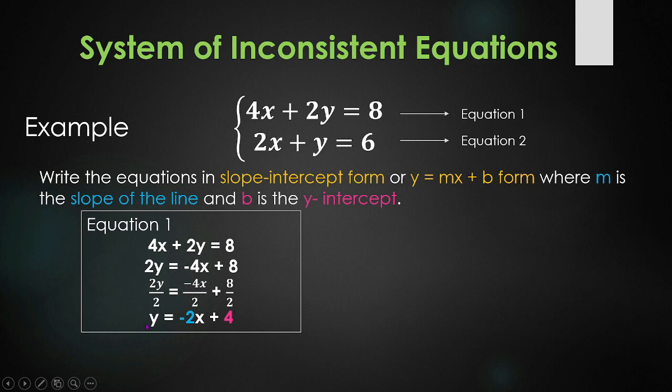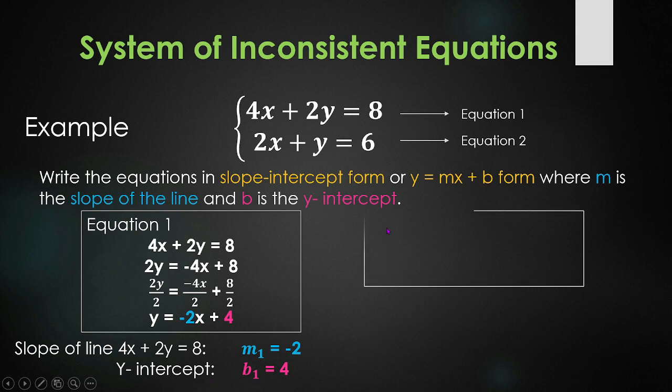So this is the slope-intercept form. y equals negative 2x plus 4. What is the slope of the line 4x plus 2y equals 8? The answer is negative 2. And what is the y-intercept? The answer is 4.